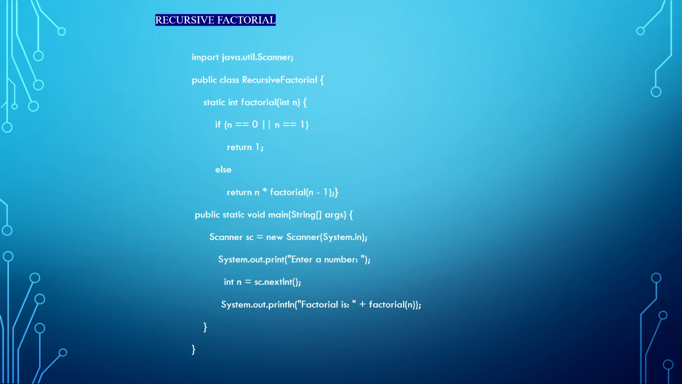This is the recursive factorial program. In this program, the function calls itself. If n is 0 or 1, it returns 1. Otherwise, it returns n multiplied by factorial of n minus 1. This continues until it reaches the base case.